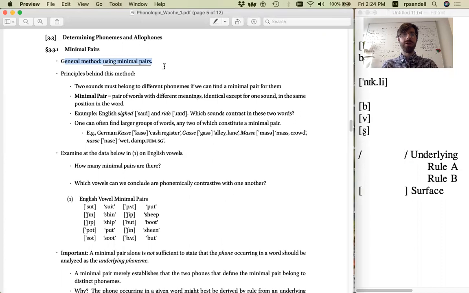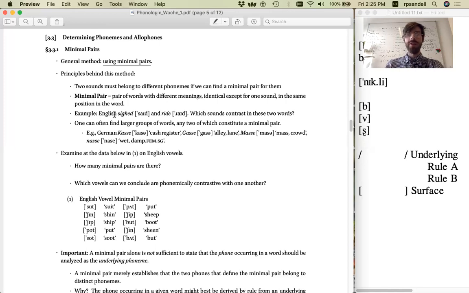Okay, the first method that we'll talk about, which perhaps you have encountered in an introduction to linguistics generally, is the method of minimal pairs. And there are a few principles behind this method that I want to explain first of all. The first idea is that two sounds have to belong to two different phonemes. They have to be part of two different contrastive groups if there is a minimal pair that exists for them in the language. And here we'll define a minimal pair as a pair of words in a language that have different meanings and which are identical in their sequence of sounds, with the exception of one sound occurring at the same position in a word.